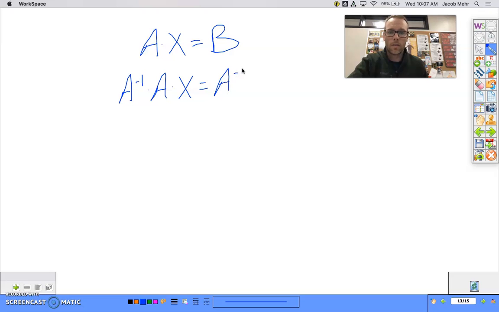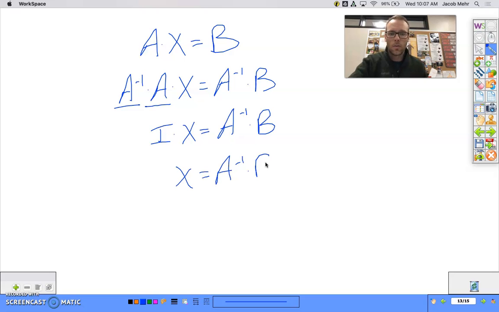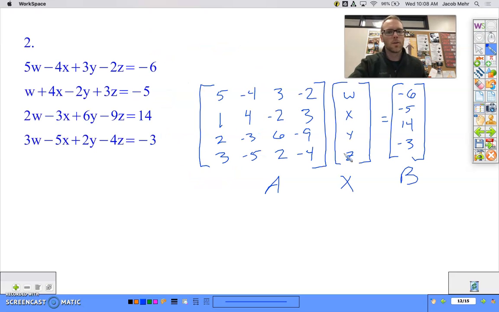So this is A inverse times B. What is A inverse times A? That is the identity matrix. So the identity times X equals A inverse times B. And what is the identity matrix times X? Well, that's just going to be X, isn't it? So again, we get this beautiful simple equation: X equals A inverse times B. So let's go back to our system and solve it. X equals A inverse times B.